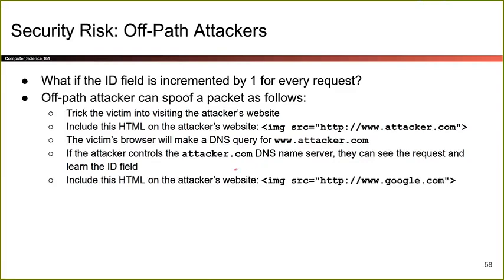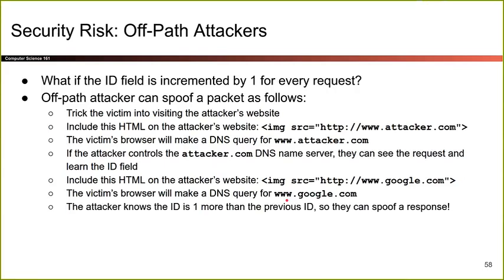What do you do now? Now you can make a request for google.com. The victim will make this request if you trick them to do that. The attacker knows the ID is one more than the previous one, so now they can spoof the response and guess the ID field. So if you're not secure and you just increment the ID field by 1, you're giving the attacker a very good opportunity to guess. All they have to do is trick the victim into making a request to the attacker first. The attacker learns the ID field, then tricks the victim into making another request, and now the attacker can spoof because they know the ID field.